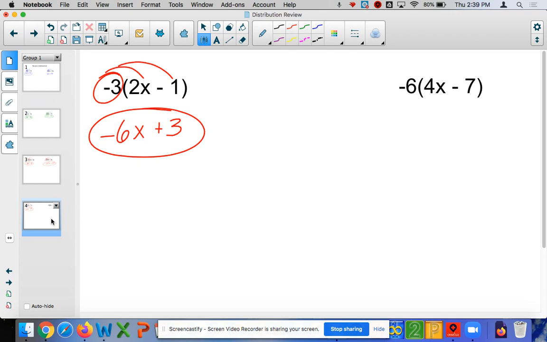Okay, hopefully you've had some time to try that one out. Negative 6 times positive 4, negative 24x. Negative 6 times negative 7, a little bit of a bigger number there. That's a positive 42. Use a calculator if you need help.